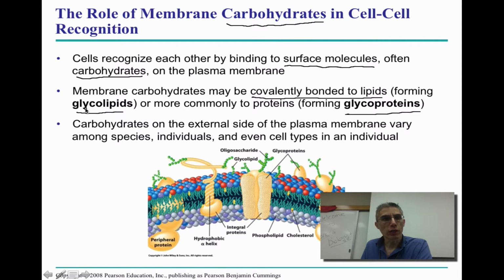So whenever you see the word glyco in front of these terms, again, it implies an interaction between carbohydrates and that other molecule, whether it be lipid or proteins. Carbohydrates on the external side of the plasma membrane are going to vary among species, individuals, and even the cell types that you would find within an individual. So again, the carbohydrates are very important when it comes down to this whole communicating factor of cell membranes.